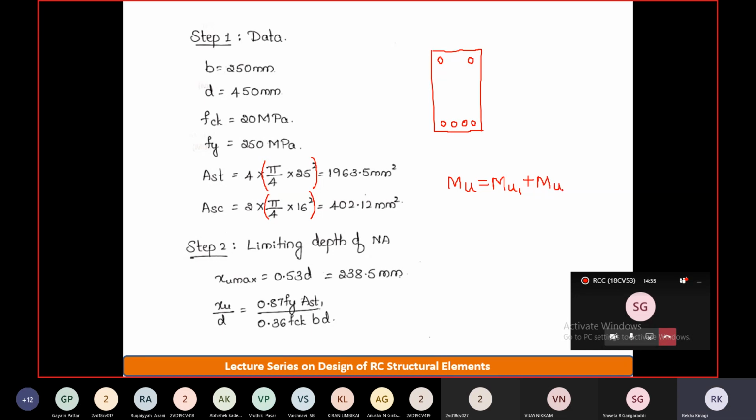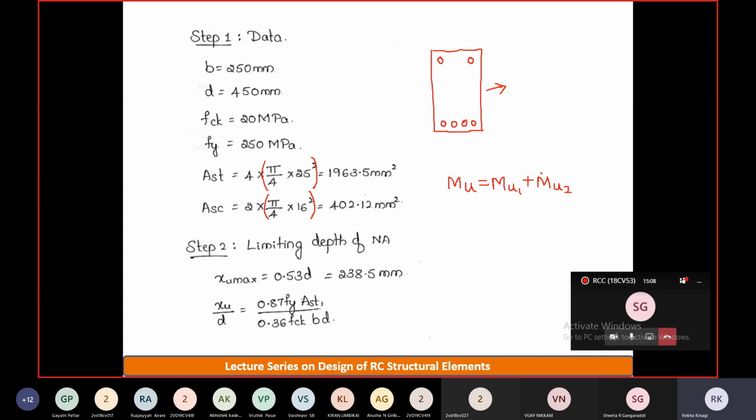Mu1 plus Mu2. So, what is this Mu1? This Mu1 is with reference to the first section after bifurcating this doubly reinforced section. That is, it is the first section wherein we are going to consider only the part of tension reinforcement, that is a singly reinforced section. Mu1 is the moment carrying capacity of the singly reinforced section.